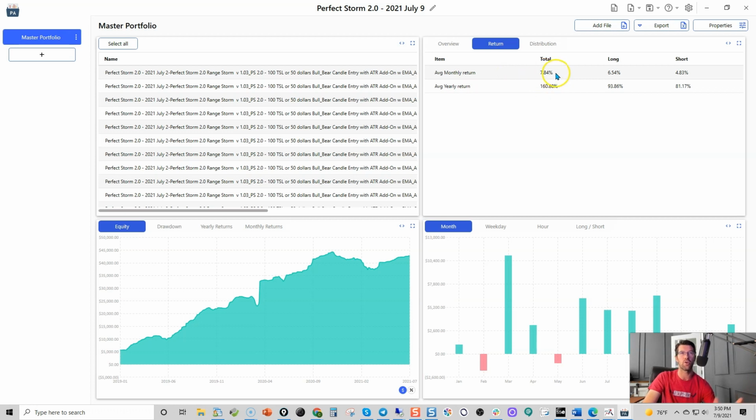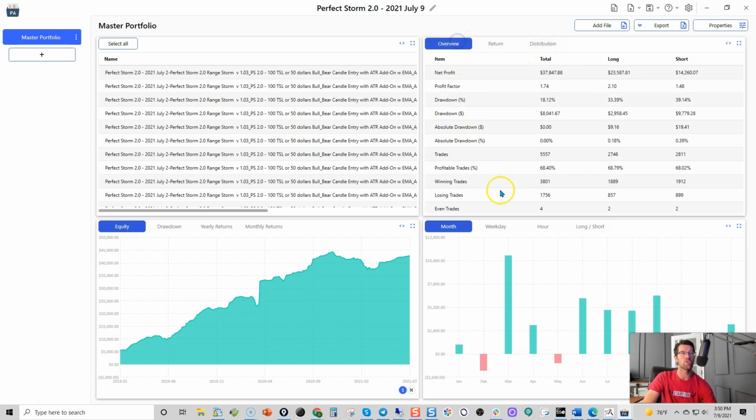I love this fact that, again, whether I'm long or short, whatever currency pair I'm trading, I'm averaging about 8% a month. That's amazing, all right? Now, I can also take it even further than that. This is the month. Let me go ahead and move myself out of the way here.